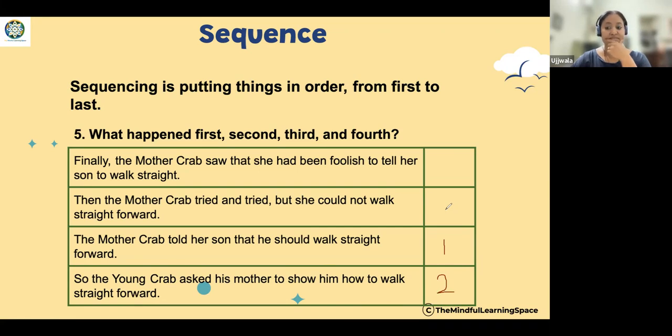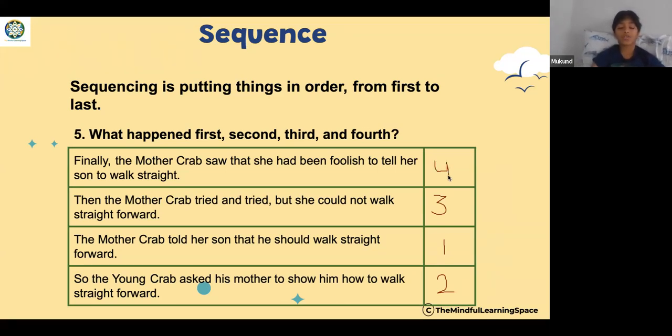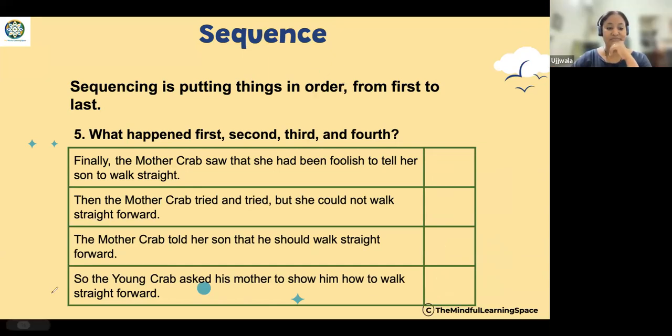The third one is then the mother crab tried and tried, but she could not walk straight forward. And the last one is finally the mother crab saw that she had been foolish to tell her son to walk straight. Good job, guys. Wait, so she can't even walk straight and she's telling her son to walk straight. That's so stupid.